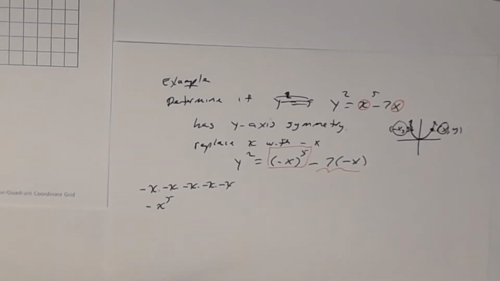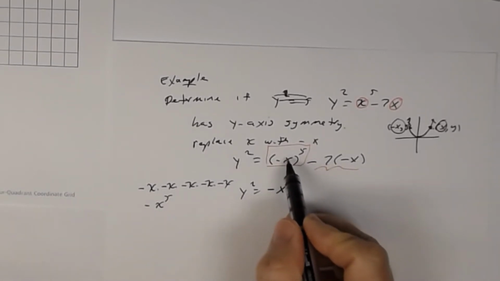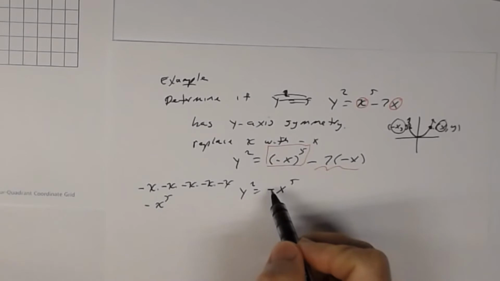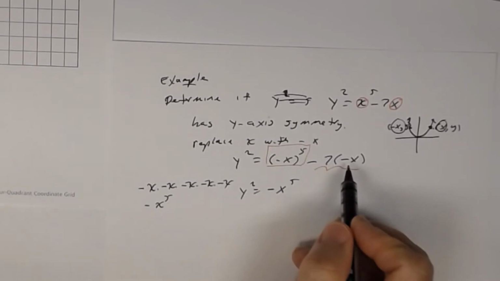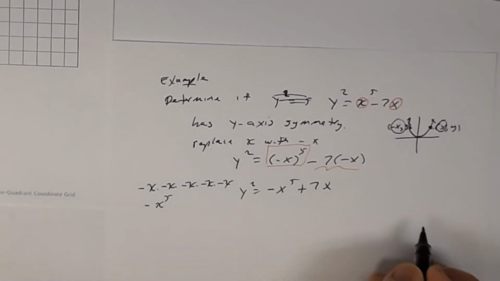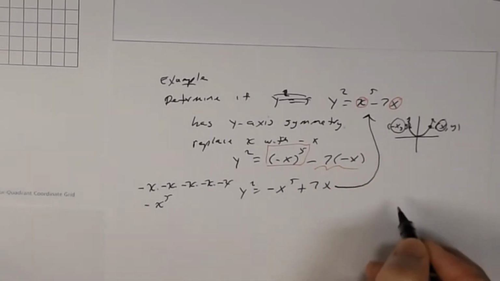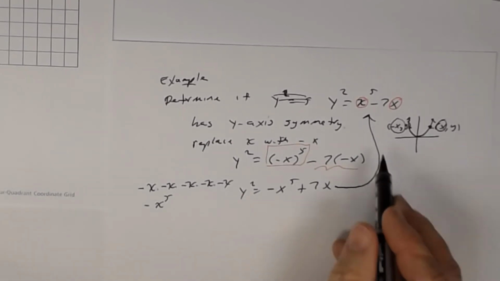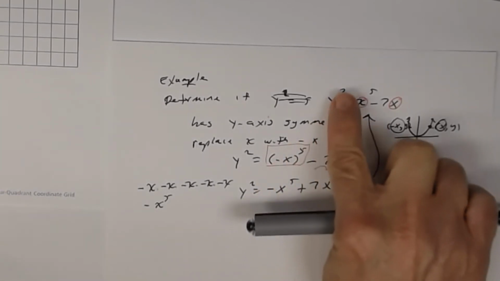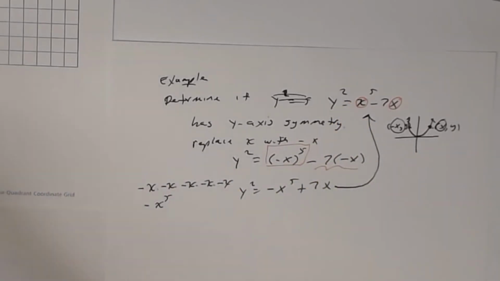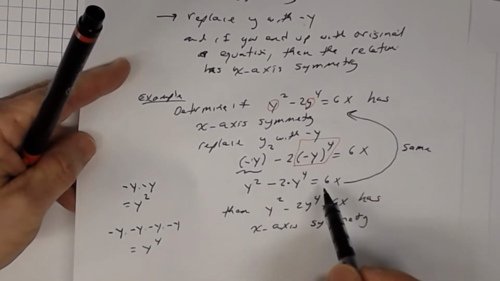So we get y squared equals negative x to the fifth, because negative x in parentheses raised to the fifth is negative x to the fifth. And then a negative 7 times a negative x is a positive 7x. Once you simplify, you compare this with this, and ask yourself, are they the same or are they different? The y squareds are the same, but in order for you to say they're the same, every term on each side has to look exactly alike.